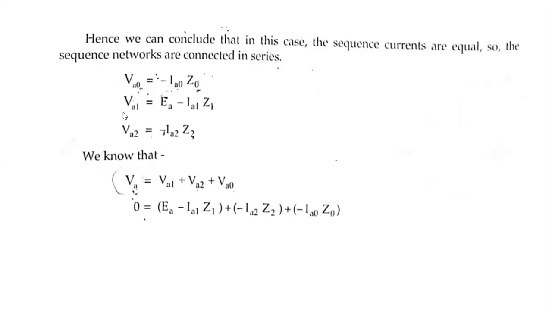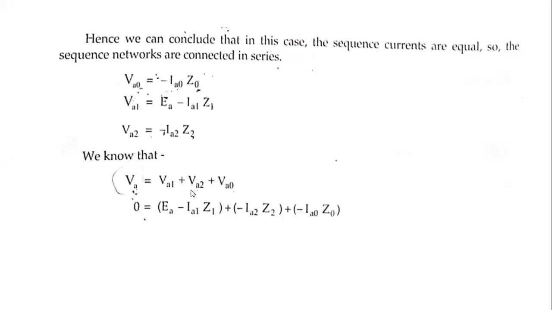Next, we know the formulas for VA0, VA1 and VA2. VA0 is equal to minus IA0 into Z0, VA1 is equal to EA minus IA1 into Z1, and VA2 is equal to minus IA2 into Z2. Then, what is the voltage at the A phase? The current will be equal to 0, because IA is equal to 0, as the A phase is open circuited. Therefore the current across the open circuit is 0. Then we calculate the voltage across the A phase.